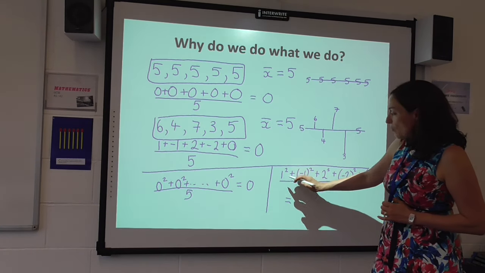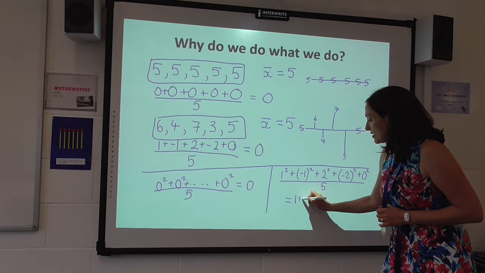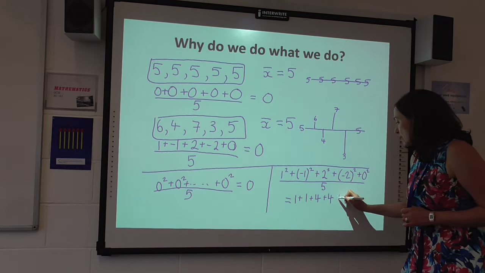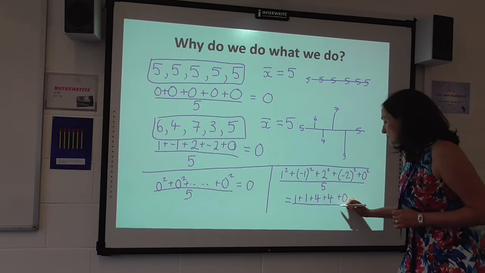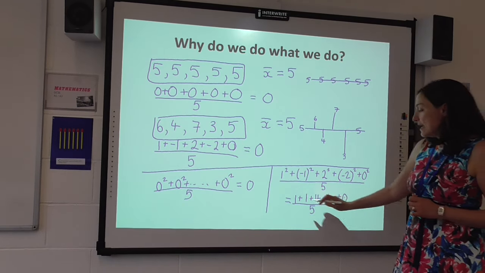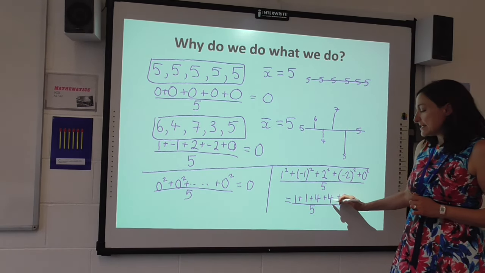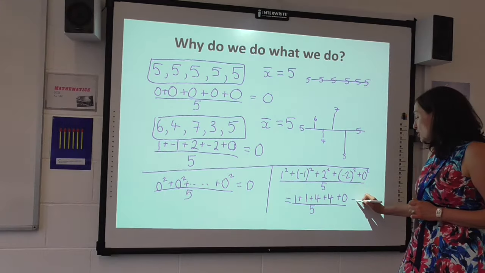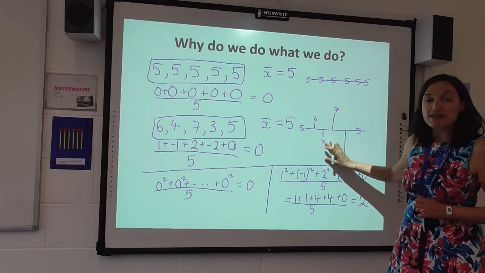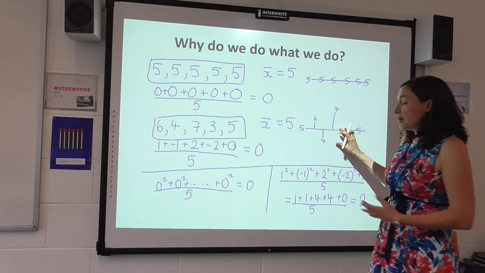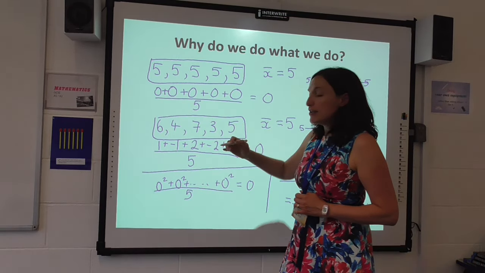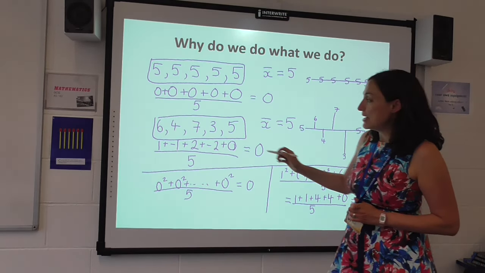This data here, if we now square the differences, we now have 1 plus 1 plus 4 plus 4 plus 0. And if we find the average of the squares of the differences, then we get 5 plus 5 is 10, 10 divided by 5 is 2. And it makes sense that this should be represented by something other than 0 because they are away from the mean.